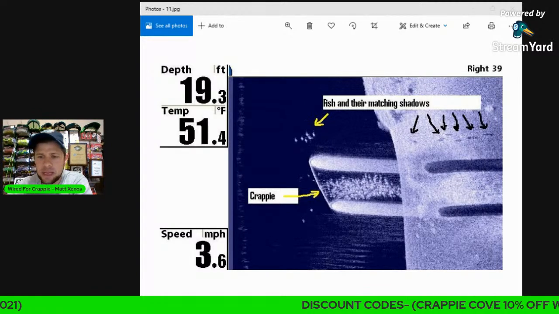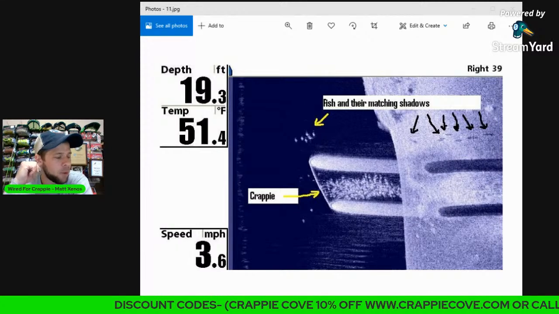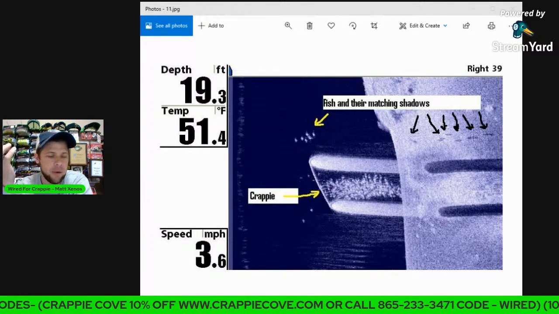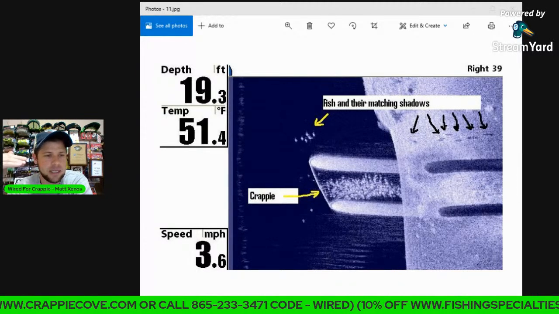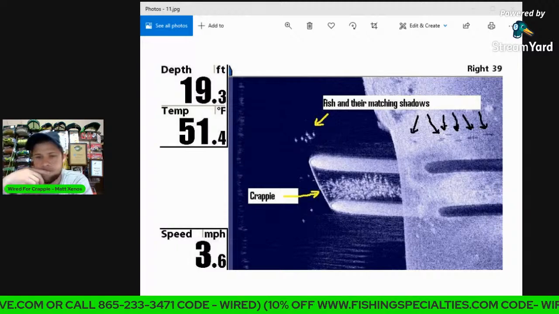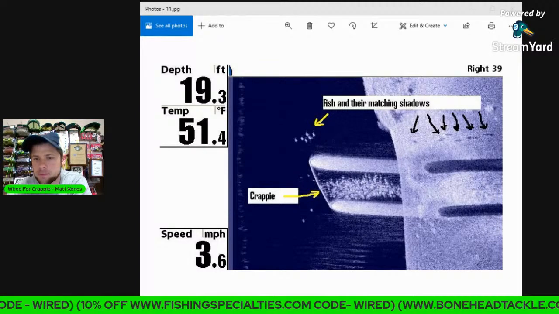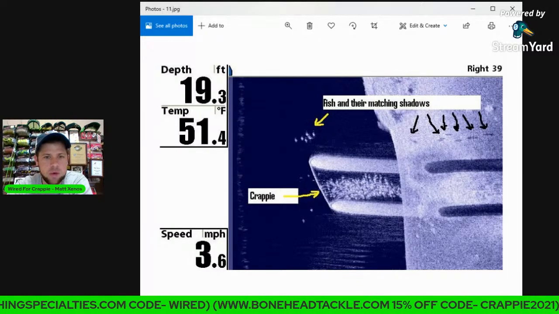All right. And I will say this, the slower the scroll speed, the more definition you'll get on your side imaging. So if you're running 4 miles an hour and you put your scroll speed on 10, you're not going to get as much definition as you would on 4. Okay. All right, let's get our next photo.